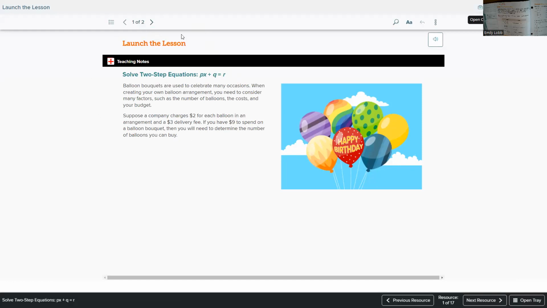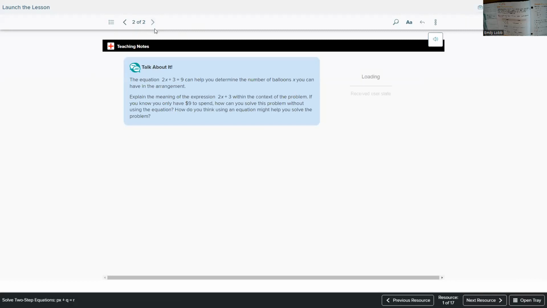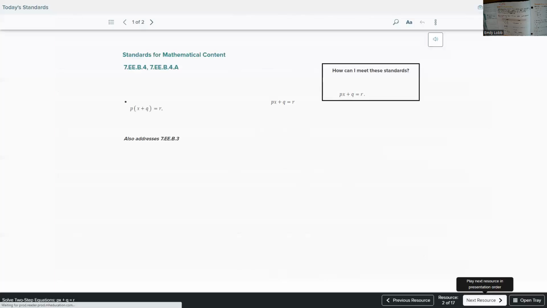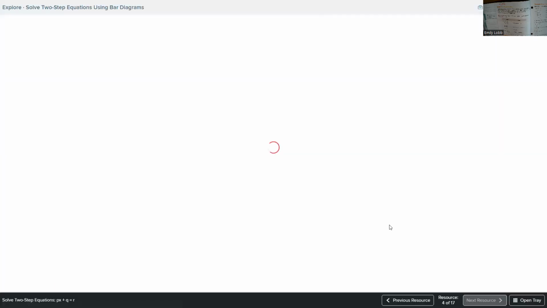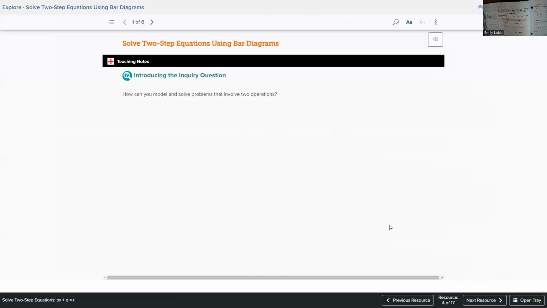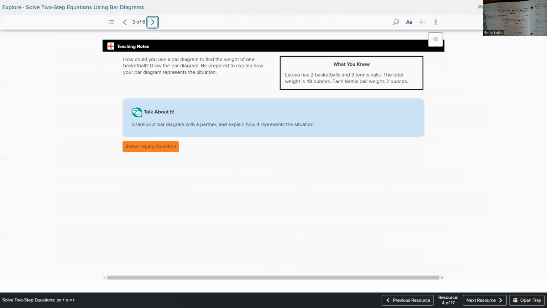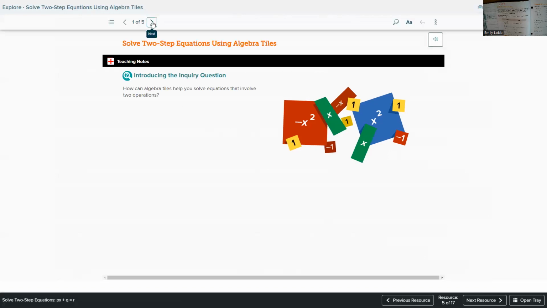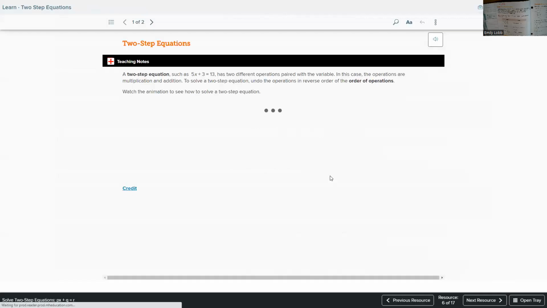So they are giving you a real life scenario of when we would use this, talking about standards, vocabulary, and here we go. I'm hopeful that, nope, we're gonna keep jumping. So this is resource 5 of 17 with algebra tiles, and 6 of 17. This should be it, I hope. Yes. All right.